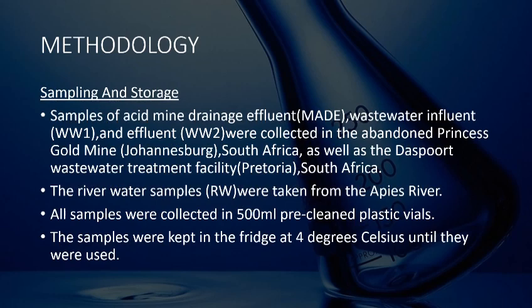Sampling and storage was the first procedure of the methodology, where samples of acid mine drainage were collected in a certain gold mine in Johannesburg, as well as a wastewater treatment facility in Pretoria. River samples were taken from the APS River, and all the samples were collected in 500 milliliter clean plastic vials and kept in the fridge at 4 degrees Celsius until they were used.